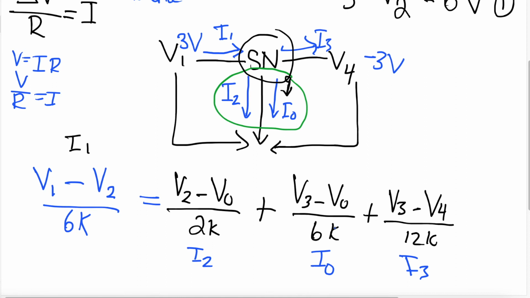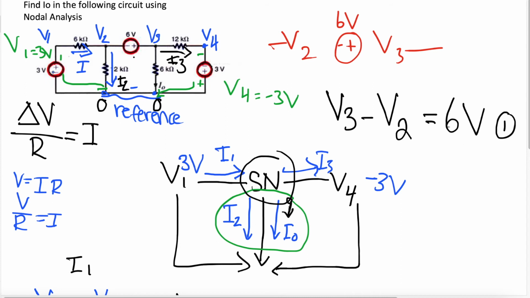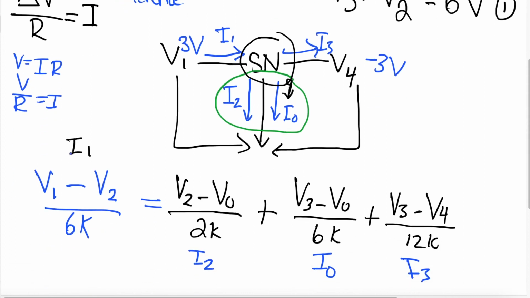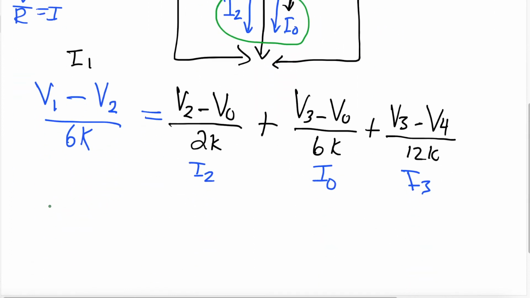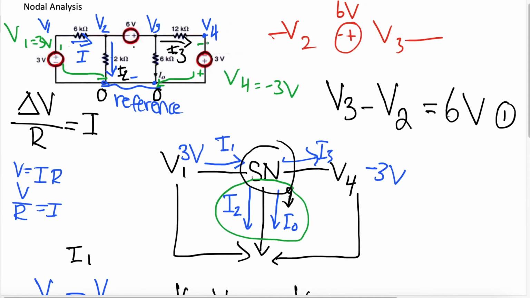Now what we're going to do is plug in the values and see what we get. We said before that V1 is equal to 3 volts, because the positive side is connected to this node and it's also connected to the reference node. So we can write 3 volts minus V2 over 6K is equal to... V2 we still don't know, and V3 we still don't know. The only other voltage that we know is V4, because V4 is connected to a voltage source, and that voltage source is also directly connected to a reference node.